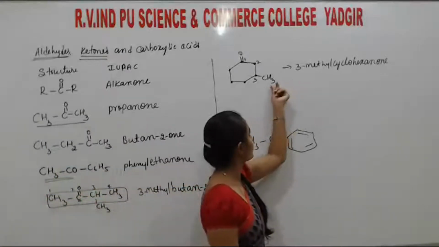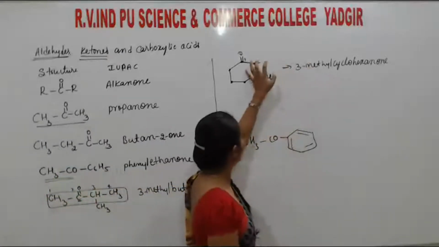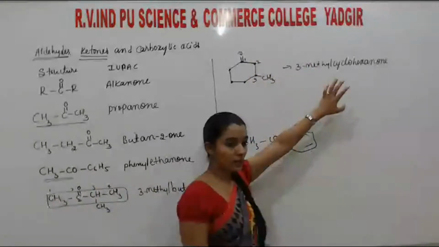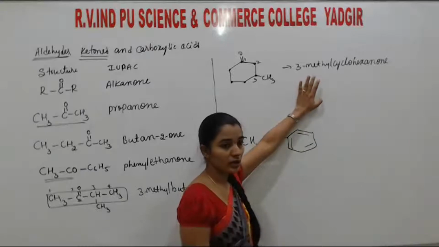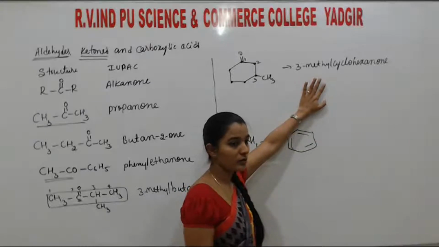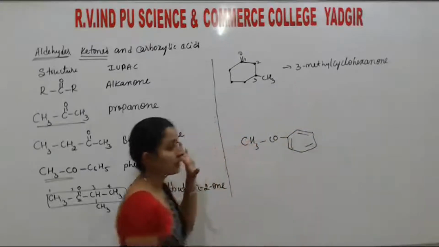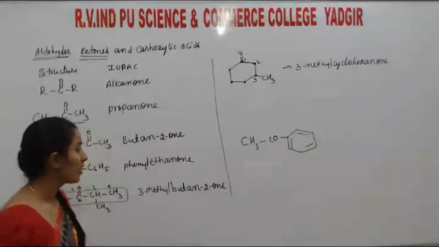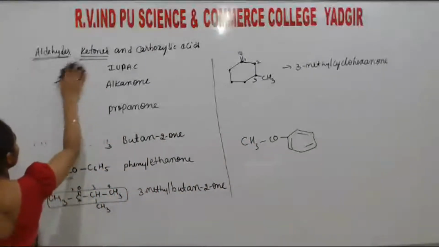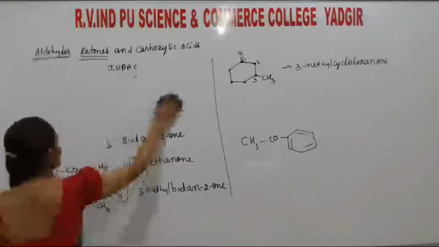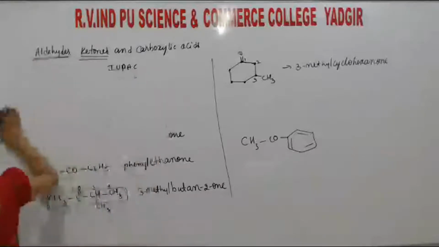3-methyl is the substituent, cyclohexane is the parent chain, and "one" is known to represent what? The functional group. Understood? So this is all about the ketone function. The next one is carboxylic acid. Ketone and aldehyde are very easy, students. The main one is the carboxylic acid.